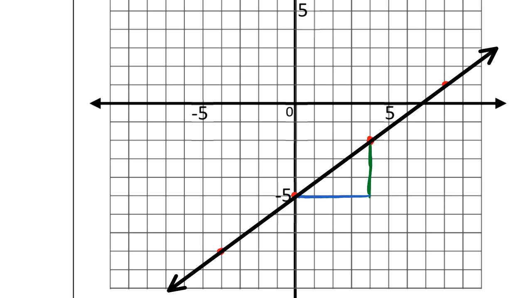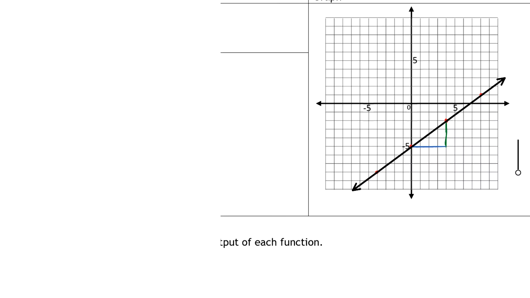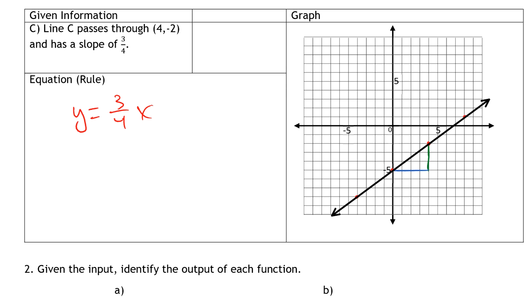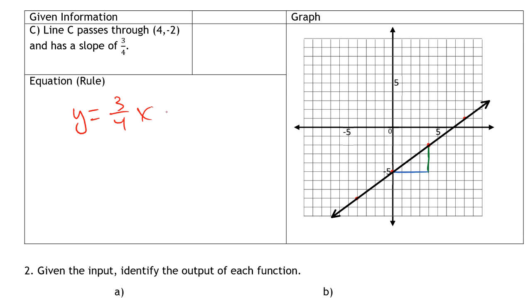So because it conveniently went through the y-axis for me, and I know exactly where it happened at 0, negative 5, I can write the equation of this line. It is y equals, again the slope pattern was up 3 over 4, that was given, and the y-intercept is at negative 5, so I'll write minus 5. Y equals 3/4 x minus 5.